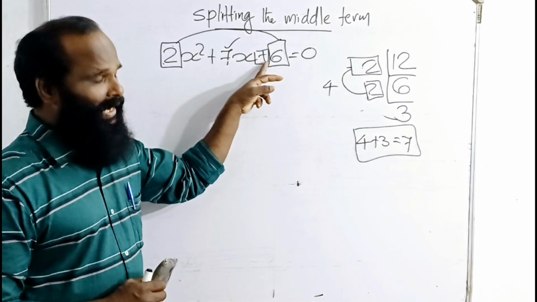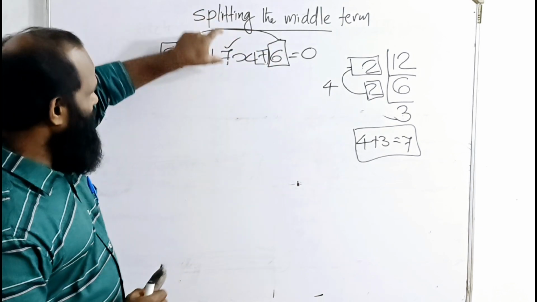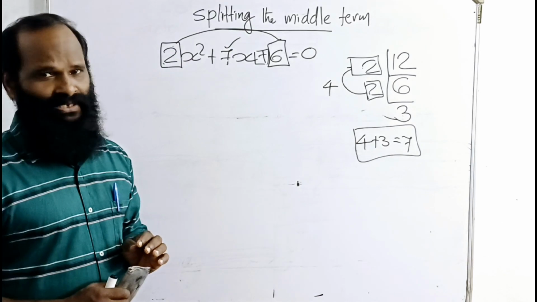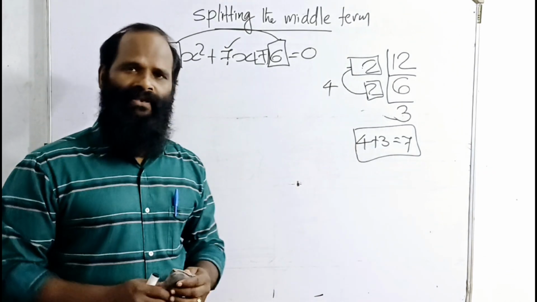If it is plus, add them. Add them to get the middle term only. We don't need to think about the last term. Middle term only. So 4 and 3 are the numbers.